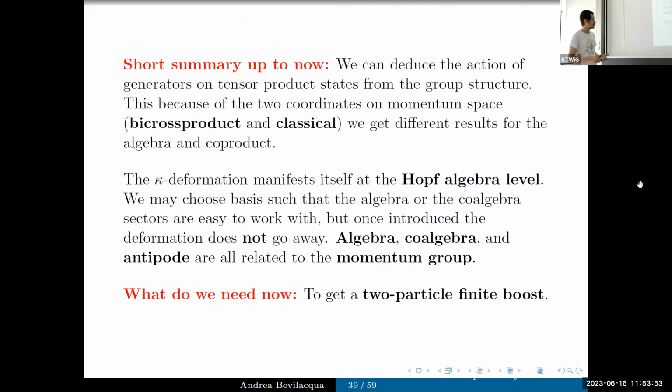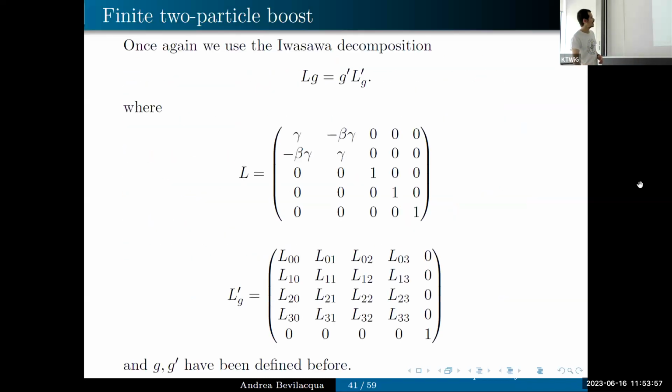So what do we need to get at this point? We just need a two-particle finite boost. And how do we get it? The same way. We have the Iwasawa decomposition. This time, this is a finite boost, again in the x direction, but this is what we do. And this is just a full matrix without any expansion at first order. And you just do the computations.